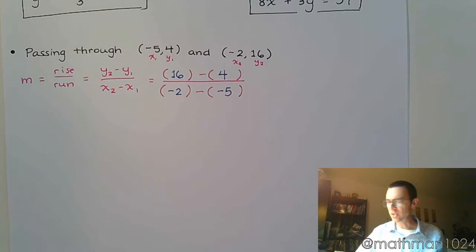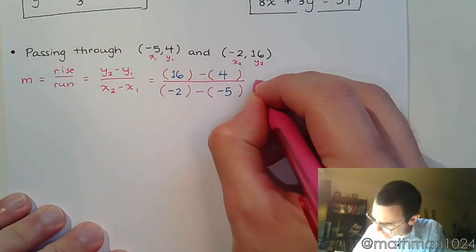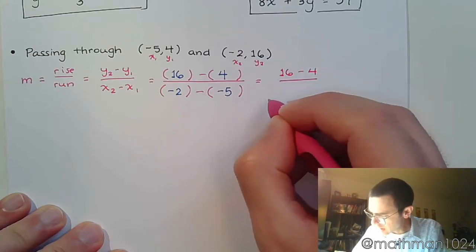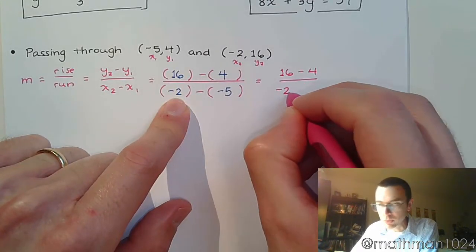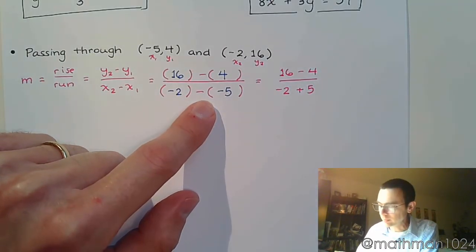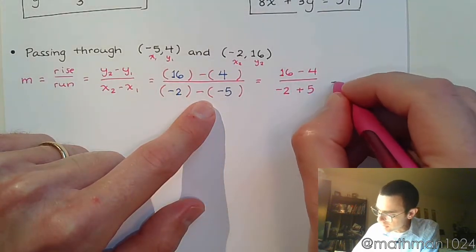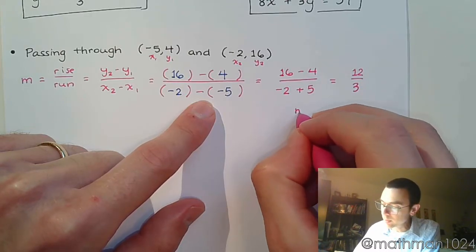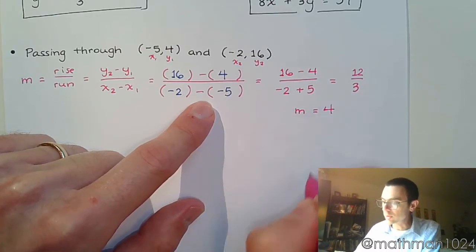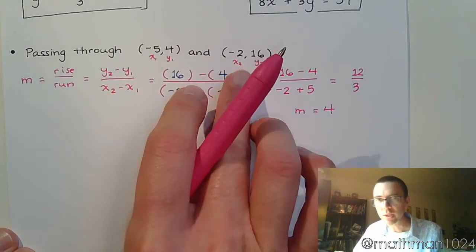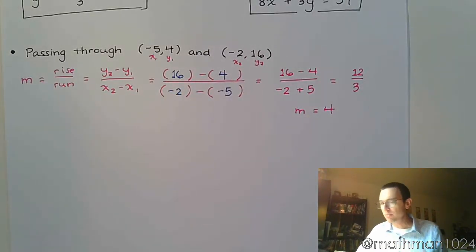Now, I like to go from here and just kind of clean things up a little bit. So in the numerator, that's just 16 minus 4 over, that's still negative 2. This becomes now a plus 5 like that. And so we finish this out. This is 12 over 3, which means that my slope is equal to 4. And now that we have the value of the slope, we can use that plus either of these ordered pairs and just work it the same way we did the first problem in this video.